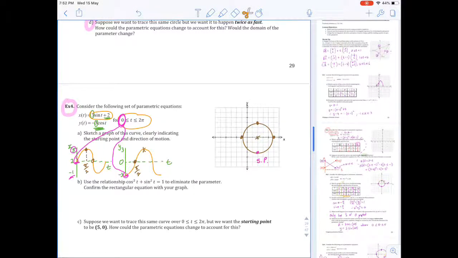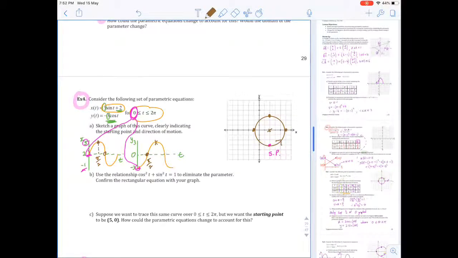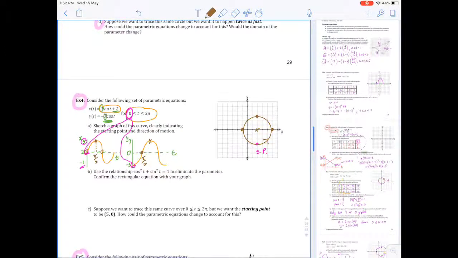Close enough. Okay, and so we've got our starting point, and we've also determined that our direction in this case is going in a counterclockwise direction. And again, just to reconfirm, we were able to know that because we started at x equals 2, and then we moved to the maximum x, and so x equals 2 was our starting point, and then we move to the maximum x, which indicates we must be moving in a counterclockwise direction.